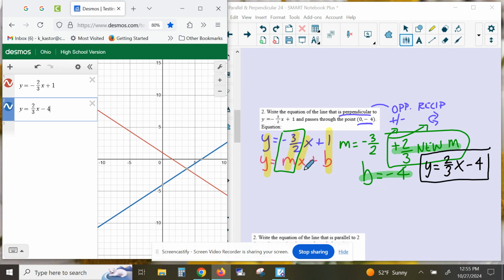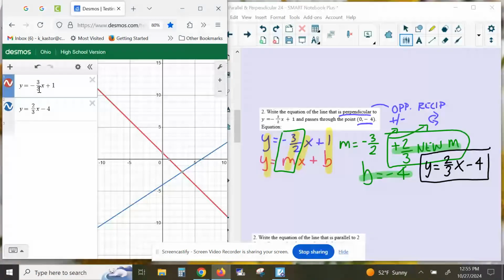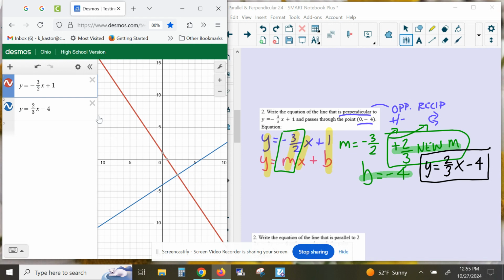It doesn't even look right. Oopsie, that's because I typed this one wrong. It should be 3/2. See, look at this, it does not look perpendicular, and it's because I can't type. This is a negative 3/2. Boom. There you go. This looks more perpendicular. You see how this would make a right angle? You could put a little box in the corner. So our answer is correct after I fix my typos.